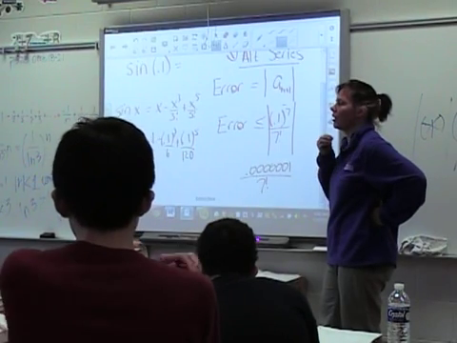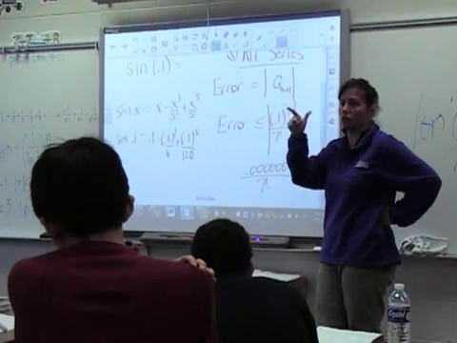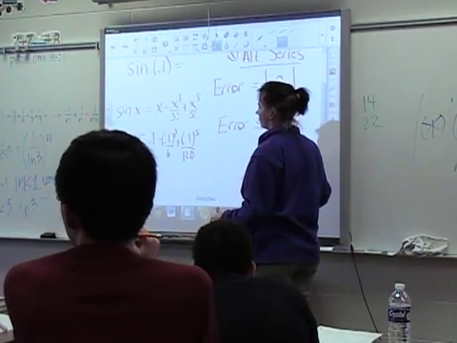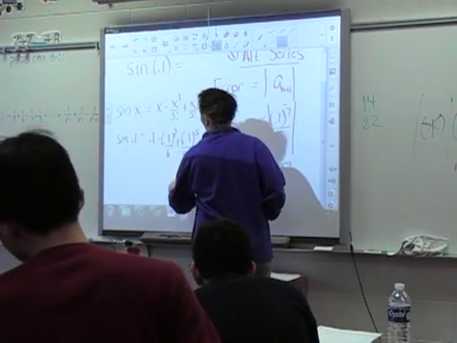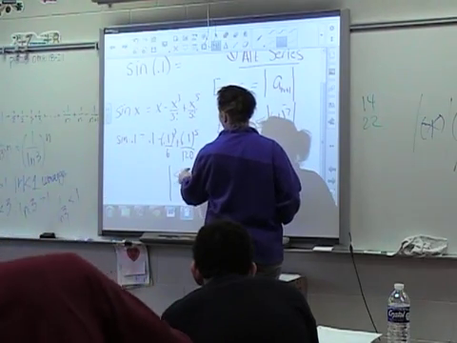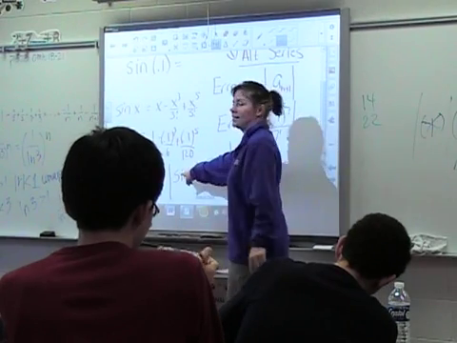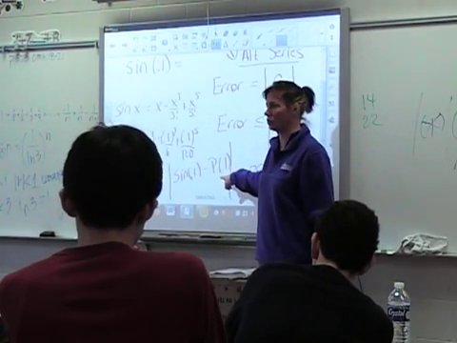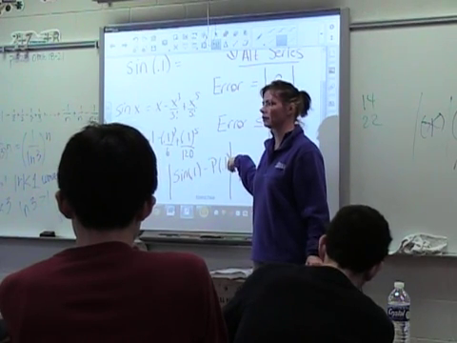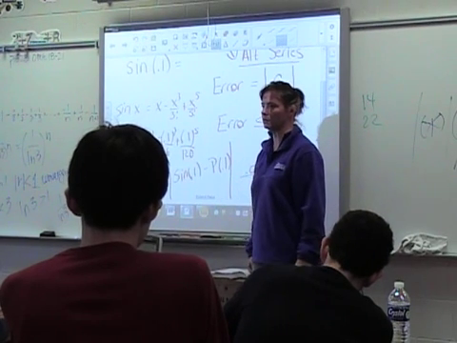So whenever you see error, think next term. If they ask me for the error or the remainder, another way they'll ask it is the absolute value of sine of 0.1 minus P of 0.1. So that's the exact value minus your polynomial. This is the way AP likes to ask it a lot. Then it's just going to be whatever your next term is.